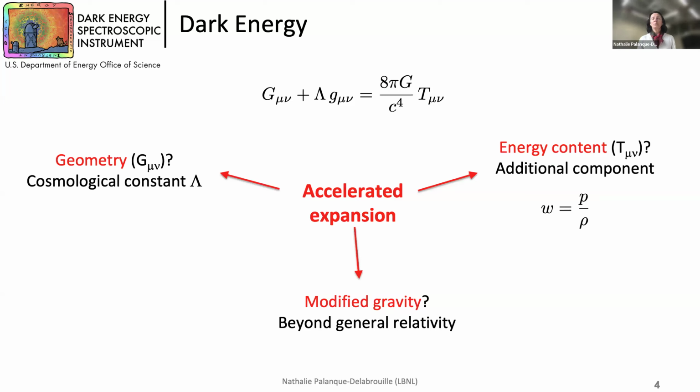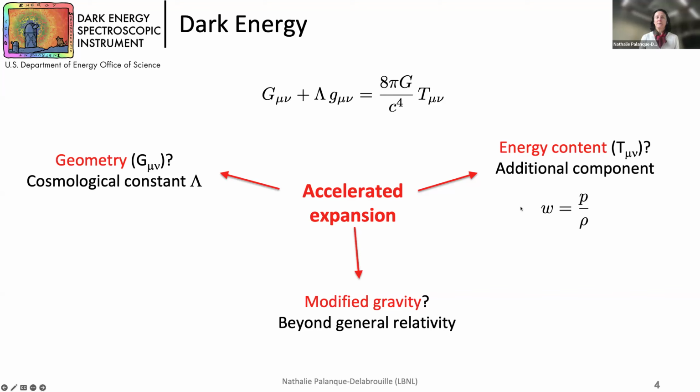Dark energy is a generic term, but what does it encompass? This accelerated expansion can be explained in various ways. It can be explained through a modification of Einstein's field equation on the geometry side of these equations by introducing a cosmological constant Lambda, which is the same trick Einstein used to accommodate a steady-state universe. On the other hand, these equations relate the geometry to the energy content of the universe, and we can also explain the accelerated expansion by modifying this energy term by adding a new component, which we would describe through its equation of state, W, which relates the pressure to the density.